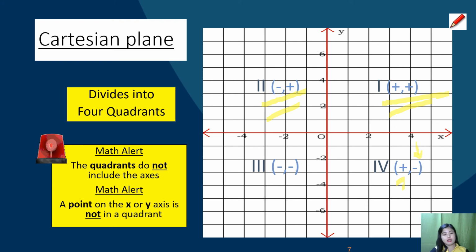You have to take note of this math alert here. The quadrants do not include the axes. So if a point is located here on the y-axis, we cannot say that it is in quadrant 1, 2, 3, or 4. A point on the x or y axis is not in a quadrant.